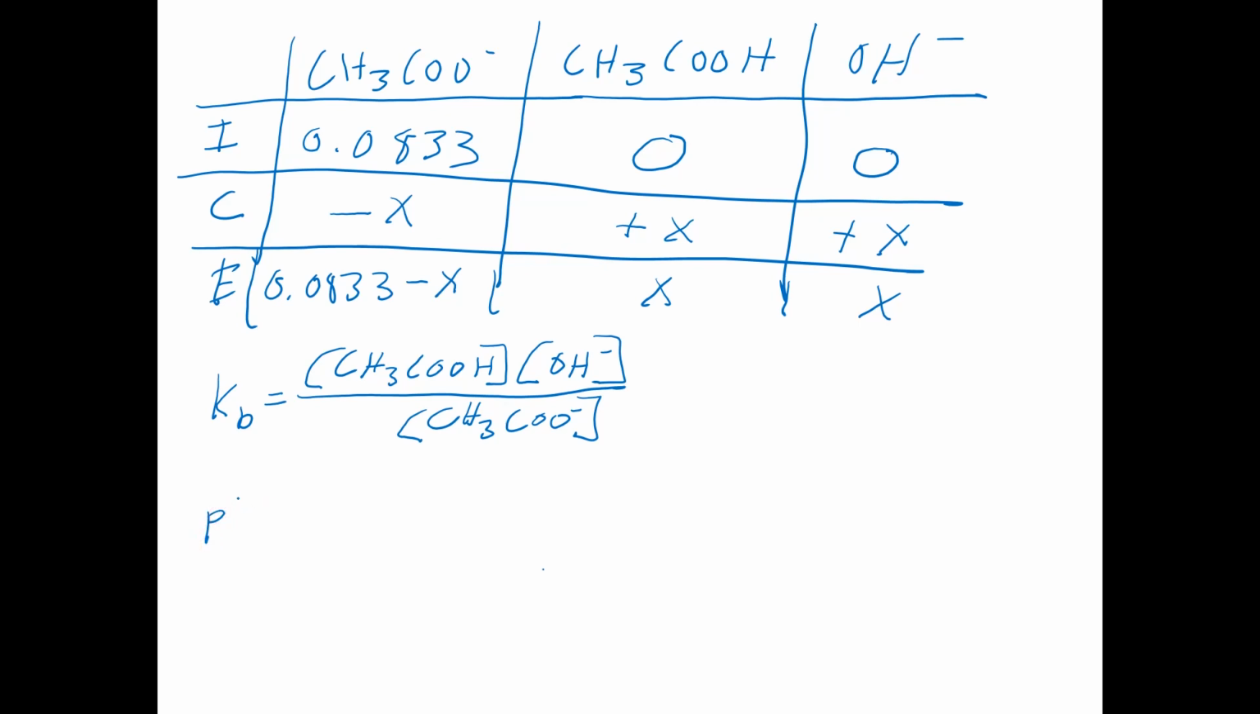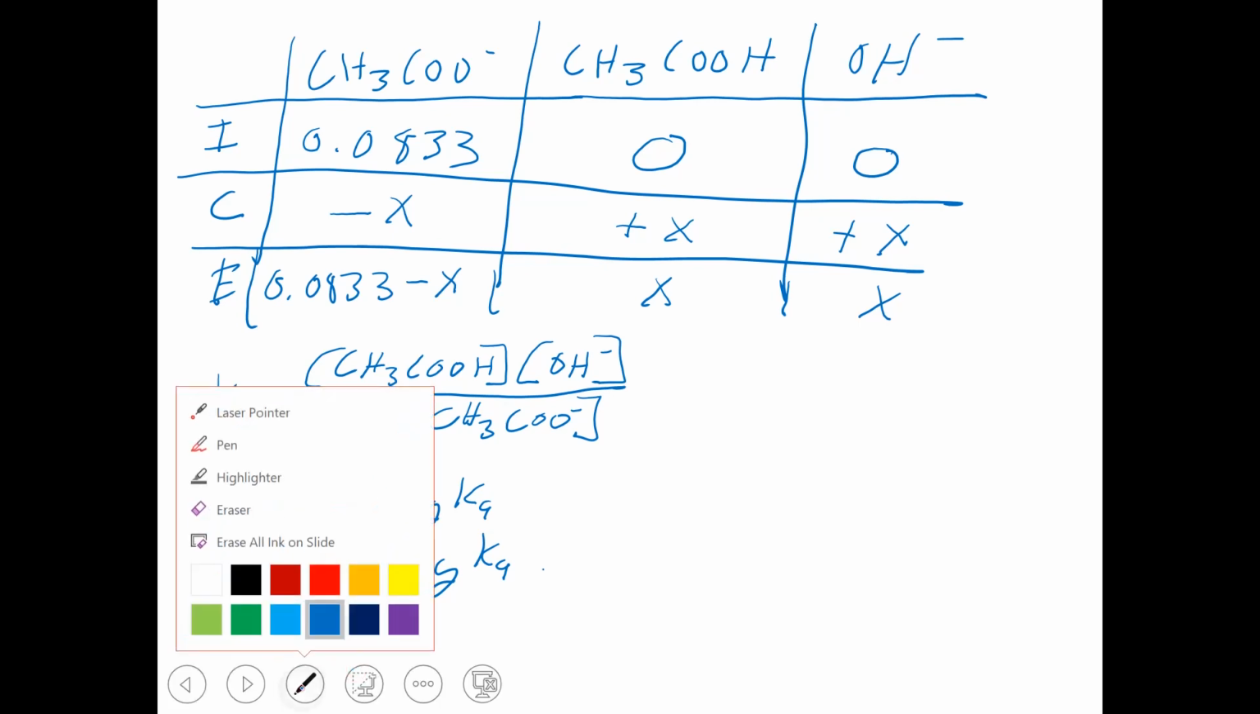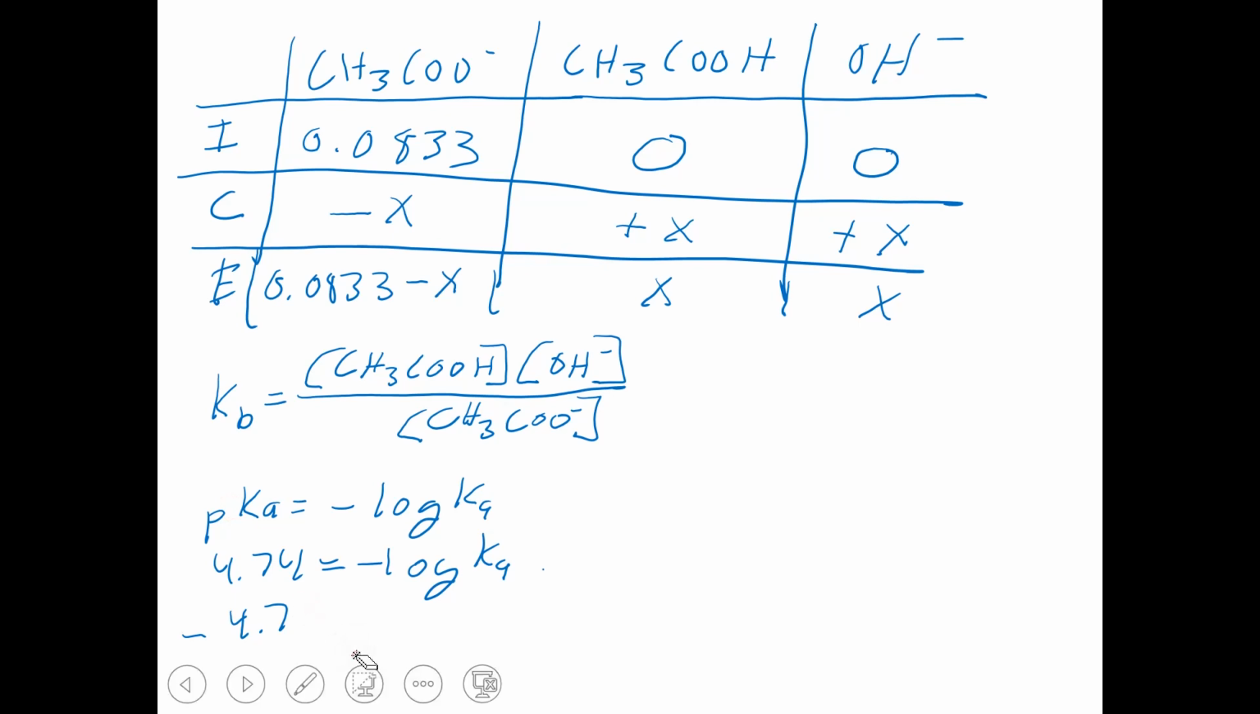So pKa is given to us as 4.74, and pKa is equal to the negative log of Ka. So 4.74 is equal to the negative log of Ka. And the way that we get rid of a log, first we want to get the log by itself, so we have negative 4.74 equals the log of Ka. And then we want to get Ka by itself, so Ka is equal to 10 to the negative 4.74, which comes out to 1.82 times 10 to the negative fifth.